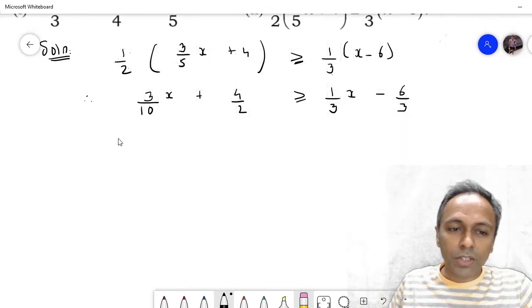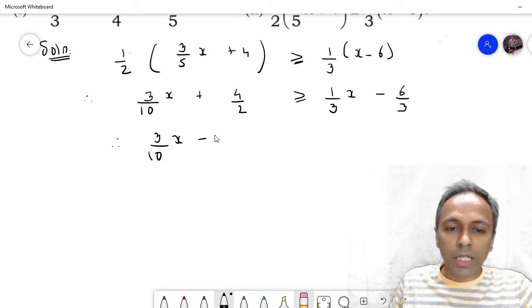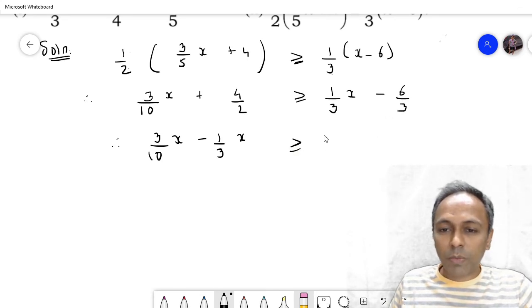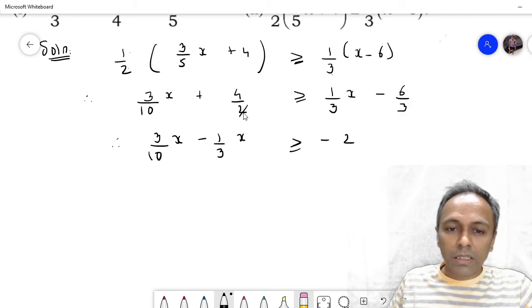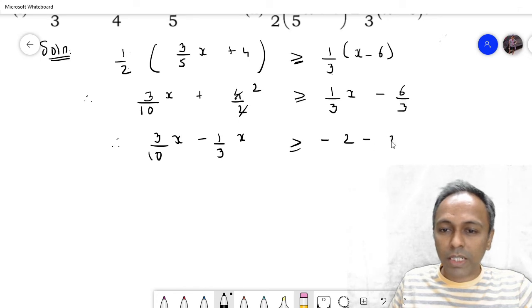Let's accumulate x terms on the left hand side. So it becomes 3 upon 10x minus 1 upon 3x is greater than or equal to minus 6 upon 3 is minus 2, and here you have got 2. When this positive 2 comes on the right hand side, it becomes minus 2. Ye 3 1s are, ye 3 2s are, that's why minus 2.